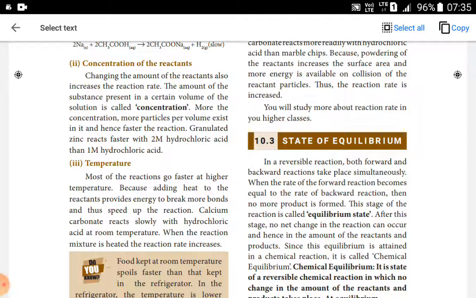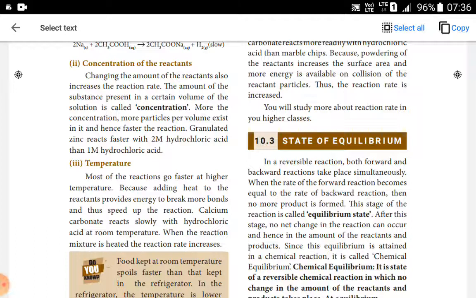Then surface area. The powdered form of the reactants, the minute particle form of the reactant, gives more surface area for the reactant to react. So the collisions of the reactant particles take place faster. So the rate of the reaction is increased.